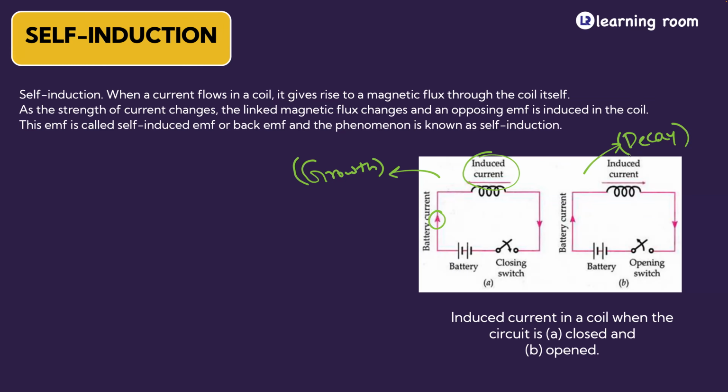See, this word is not much used in your textbook, but you can just make a note of it to understand. What do I mean by growth and decay? Growth of which current? Make a clear note of it. Growth of the current supplied by the battery. And decay is the decay of the current supplied by the battery. Right?